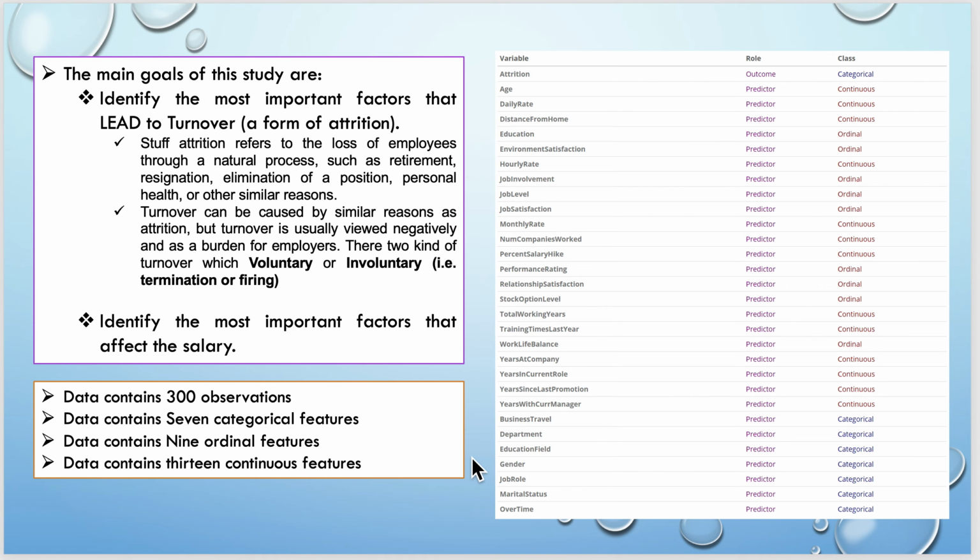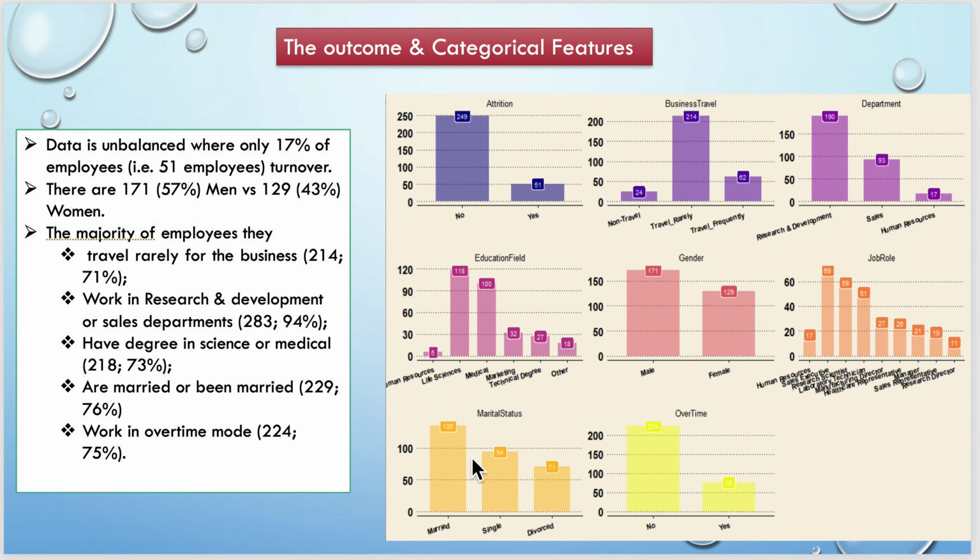A few notes on the data. The data contains 300 observations, with 7 categorical features, 9 ordinal, and 13 continuous features, which would be very interesting as we process our analysis. The data is somewhat unbalanced because only 17% of employees had turnovers, and there are 57% men versus 43% women, so it was not 100% proportionate.